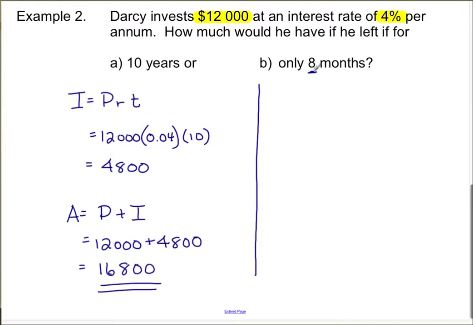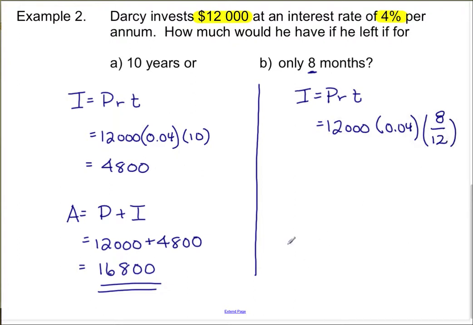Now it says, how about if he only left it for 8 months? What's he going to get for 8 months? Well, here's the deal. I told you that T was in years. So we got to figure out how to change 8 months into years. So we got to turn it into a fraction of a year. So we still have 12,000 and we still have 0.04 as our interest rate, but this time our time is 8 months, but that's 8 out of 12 months if I want to change it into a fraction of a year.